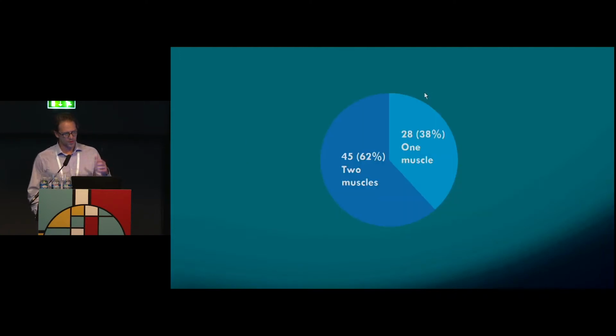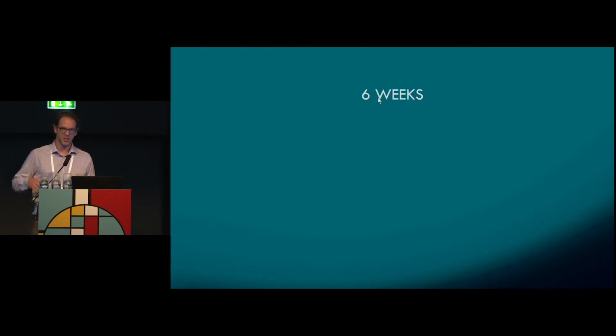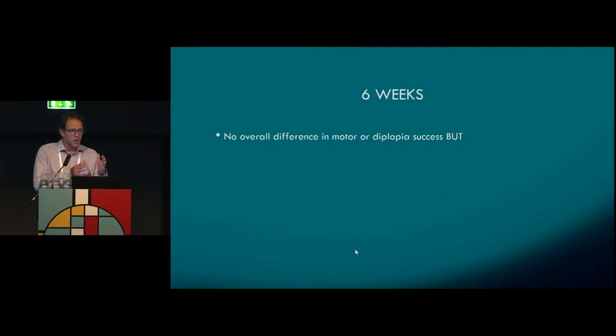So in this group, we had 45 patients with 2 muscle surgery, 28 with 1 muscle surgeries. The most common 2 muscle surgery was an ipsilateral inferior oblique weakening with a contralateral inferior oblique recession or weakening, and the most common 1 muscle surgery was inferior oblique surgery. At 6 weeks, when we look at motor success, which was defined at 4 prism diopters or less of undercorrection with no overcorrection at all, or diplopia success, which would be never or only rare double vision in distance or near gaze, they were actually about the same in terms of success.